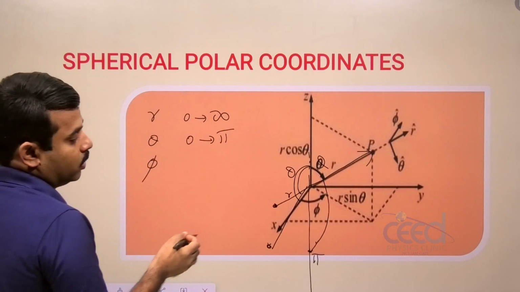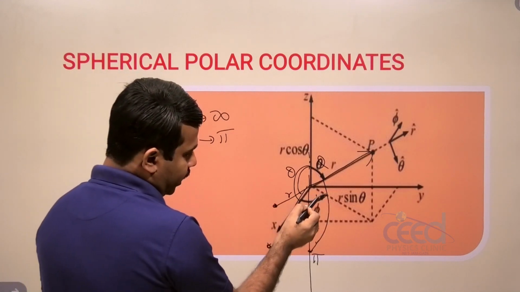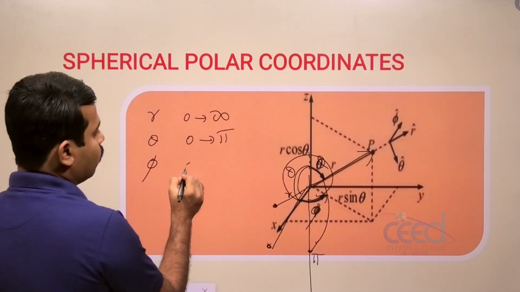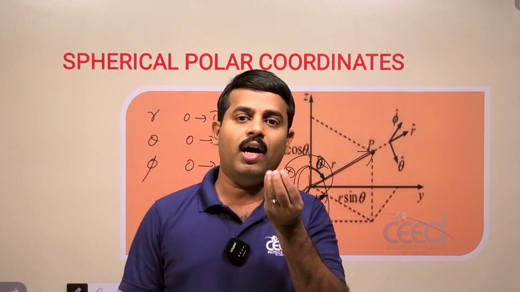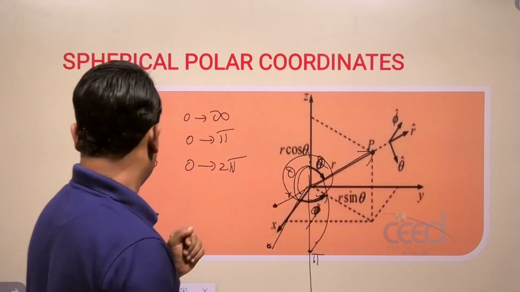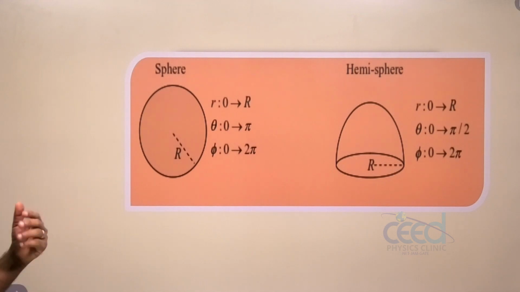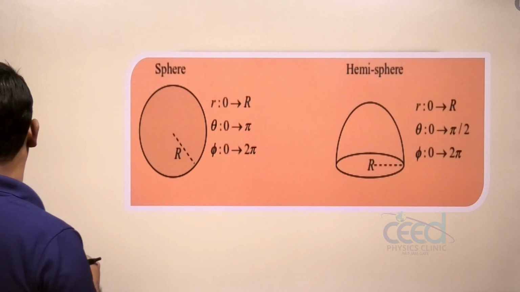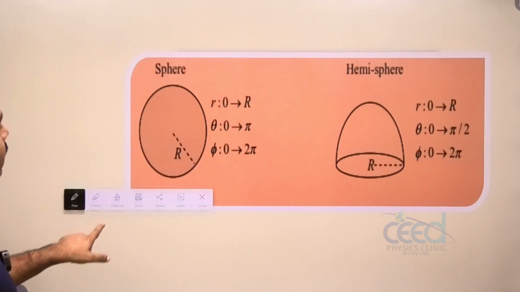Then the phi value. Look here, this point, this is phi, right? Now this phi can rotate like this only, then 0 to 2 pi. This is the range of r, theta, phi, that is very important. So next I will show you some figures. Look here. This is a sphere of radius r. Sphere of radius r is given.